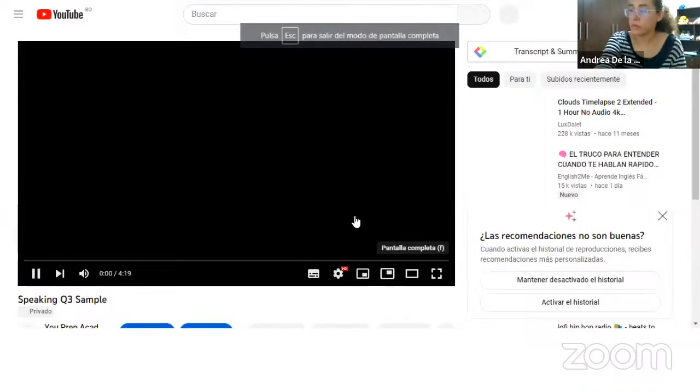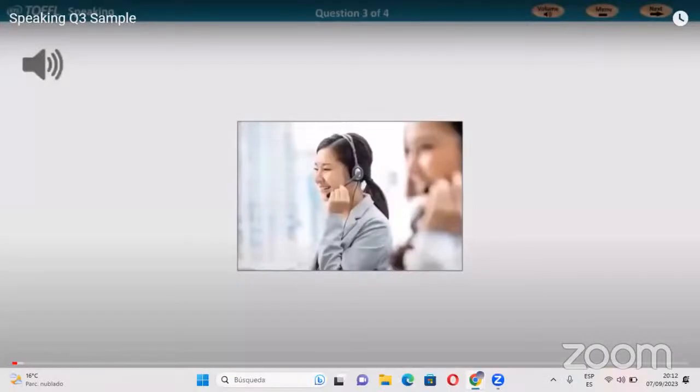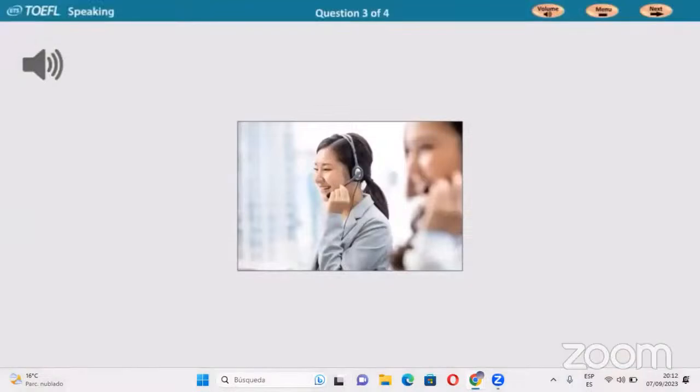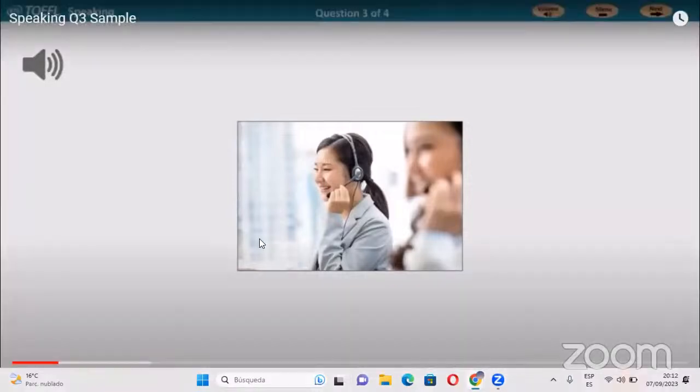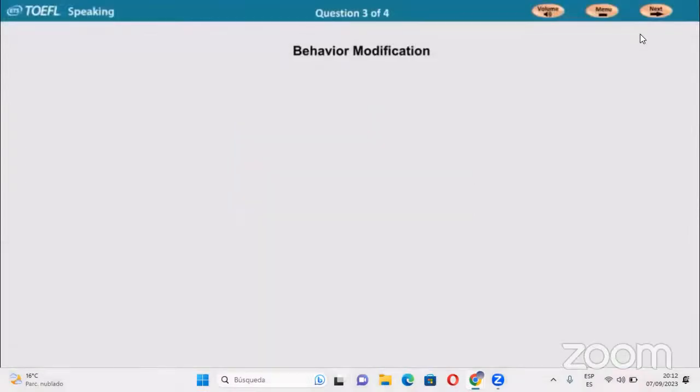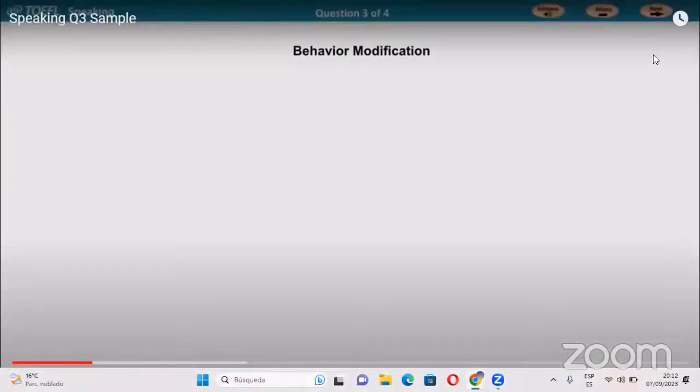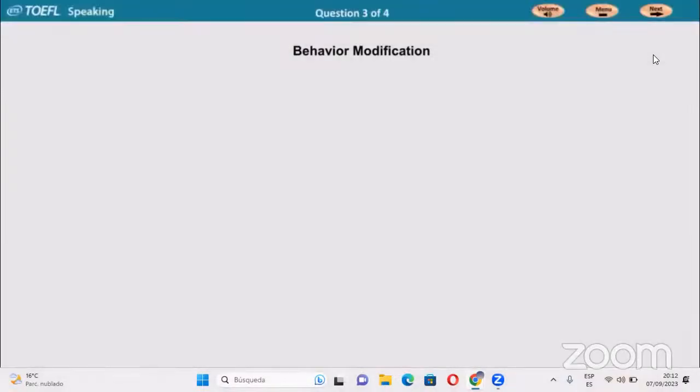Number 3. In this question, you will read a short passage on an academic subject and then listen to a talk on the same topic. You will then answer a question using information from both the reading passage and the talk. After the question, you will have 30 seconds to prepare your response and 60 seconds to speak. Now read the passage from a psychology textbook. You have 45 seconds to read the passage. Begin reading now.